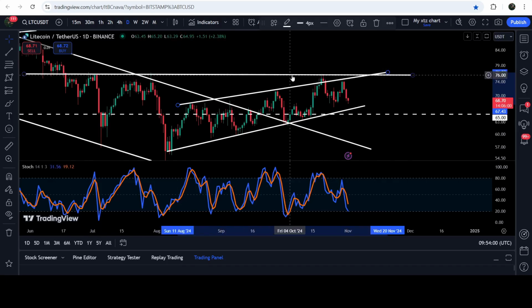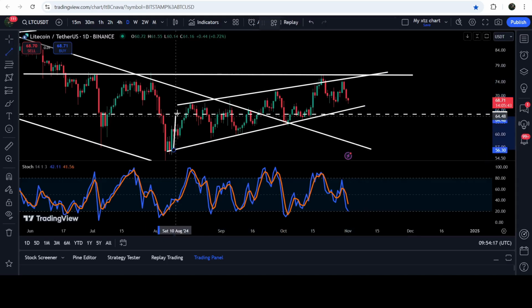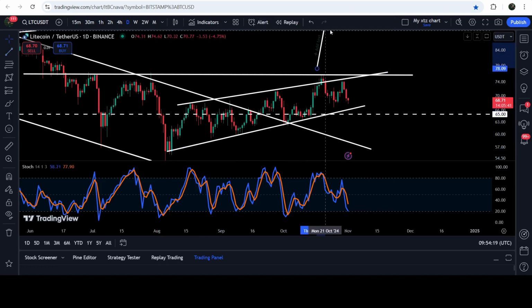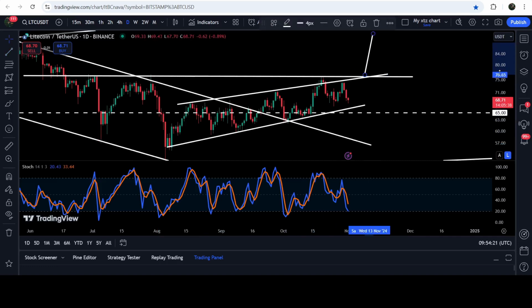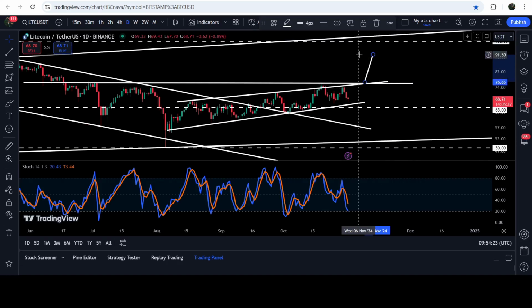For example, if the price breaks down the support, then the target to the downside will be here at the bottom of the wedge, and in that situation, the price can also retest the previous position of the channel as support, somewhere here approximately at $57 or $55. And in case of breaking out the resistance of this wedge, the technical target to the upside will be here. That will be approximately at $91 or $90.